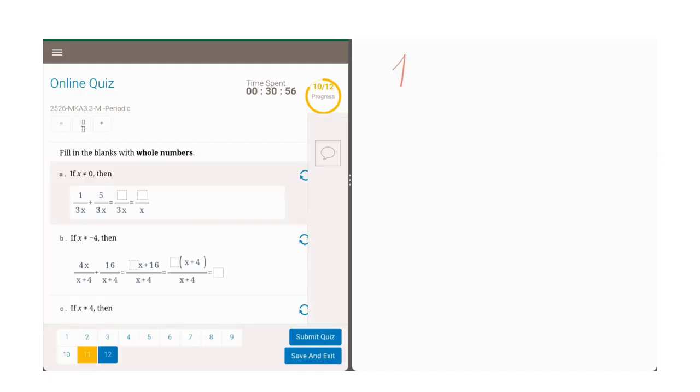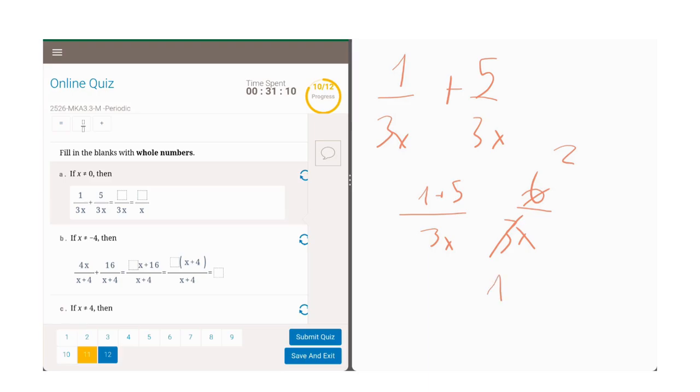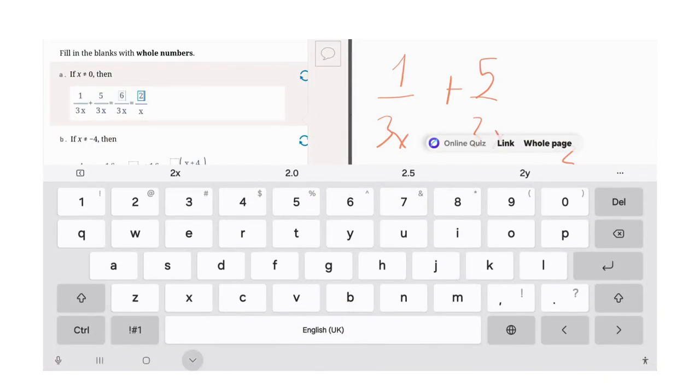Next question, we have 1 over 3x plus 5 over 3x. This one's really easy, just put 1 plus 5 all over 3x. That's 6 over 3x. We can cancel out 6 and 3, and we'll get 2 over 1x, so 2 over x. We fill in the blanks: 1 plus 5 would be 6, and 6 divided by 3 is 2 over x.